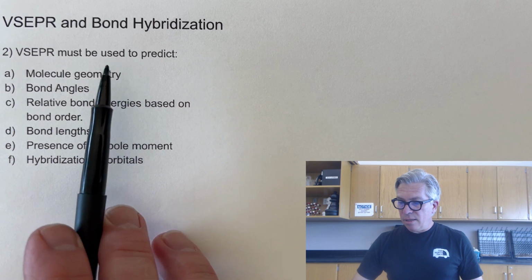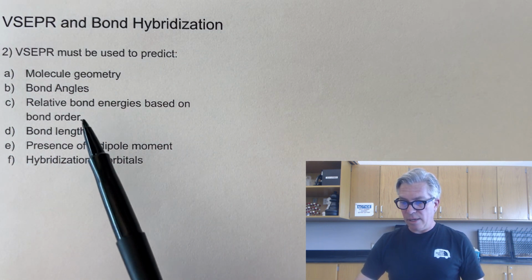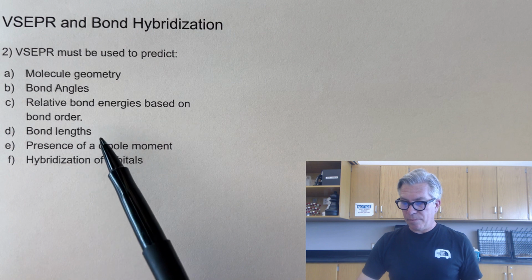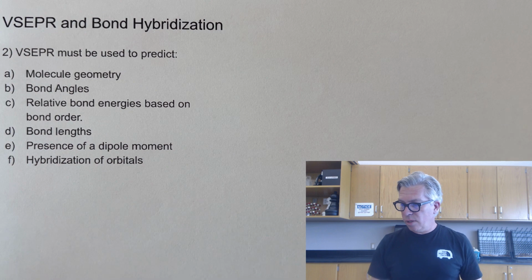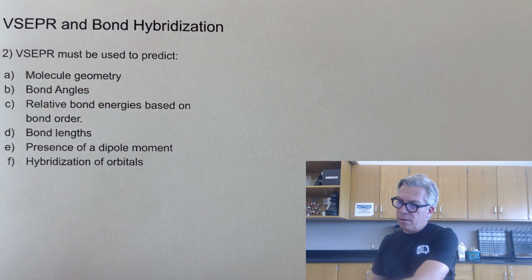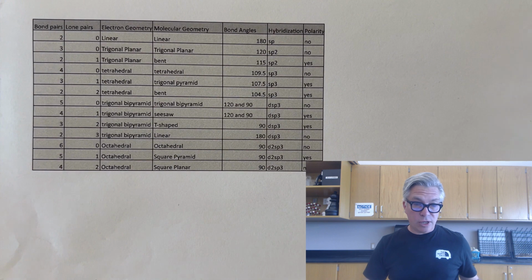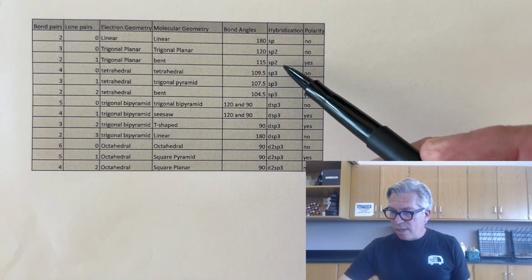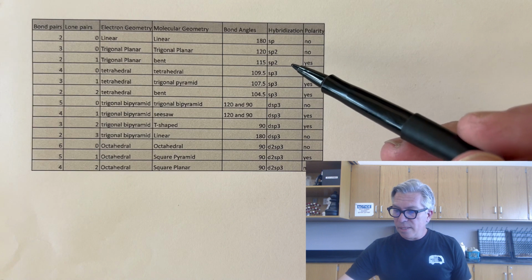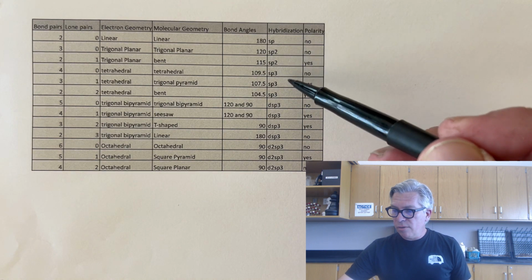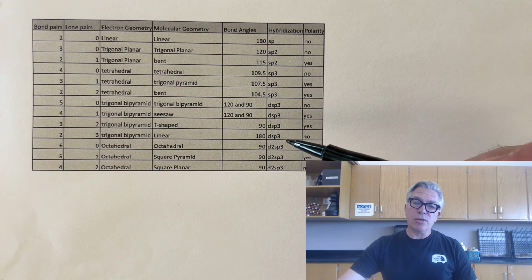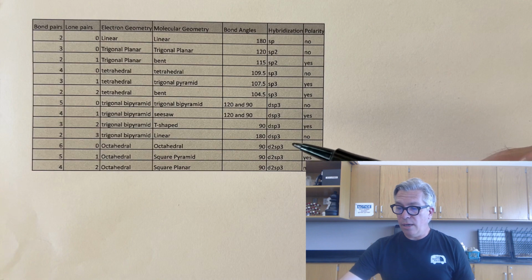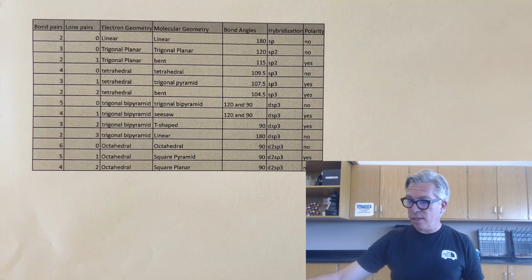VSEPR must be used to predict the molecule geometry, bond angles, the bond energies based on bond order, the bond lengths, presence of a dipole moment, and the hybridization of orbitals. And we're going to talk about hybridization here to finish out our video today. And I included it on my chart. sp, sp2, what the heck are all these things doing? I will start by saying we are told we only have to know the first 3, before we start adding the d's here at the end. In the most recent College Board material, they said we're not testing the d orbital hybridizations. So that's kind of nice. We're going to stick with the first 3, though, and talk about them. Like, what is hybridization?